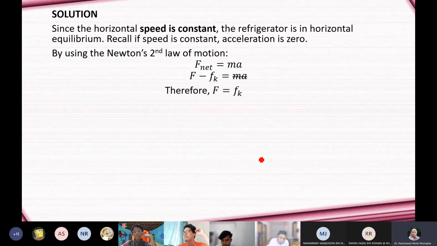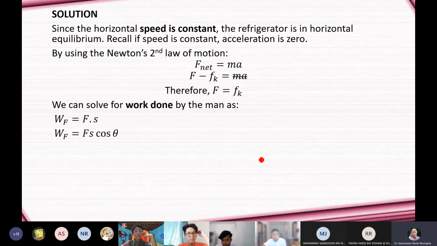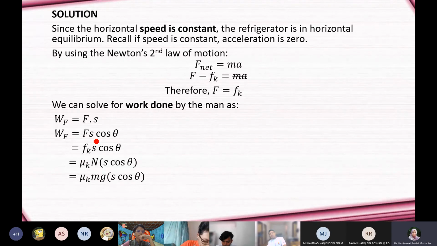Therefore, F is equal to frictional force. Okay, then we can solve for the work done. We have the equation W_F is equal to F s cos theta. But F here is the frictional force, so you can replace it. Frictional force times s cos theta.